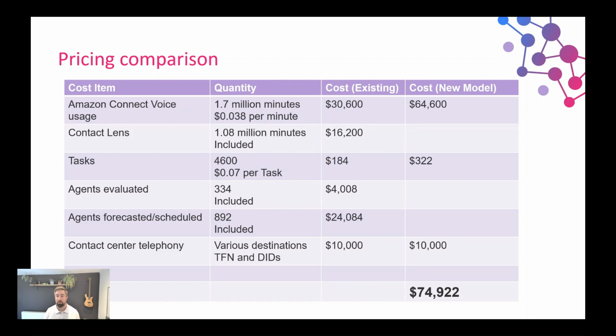And one other thing to point out here, at the moment we're performing evaluations on less than half of the total agent population. In the new pricing model, the customer could increase that to evaluate all of the agents, whether that's manual or automated, and it would all be included. Whereas with the current pricing, if they wanted to increase it to 100% of agents evaluated, that would add at least another $6,000 per month.